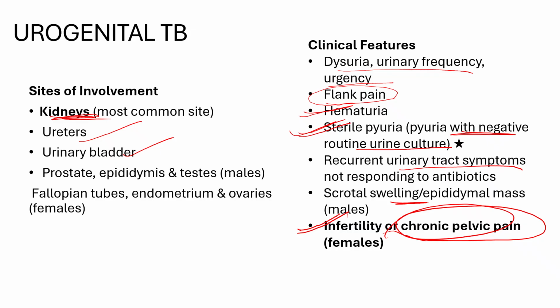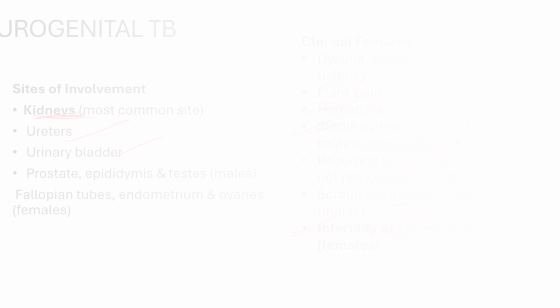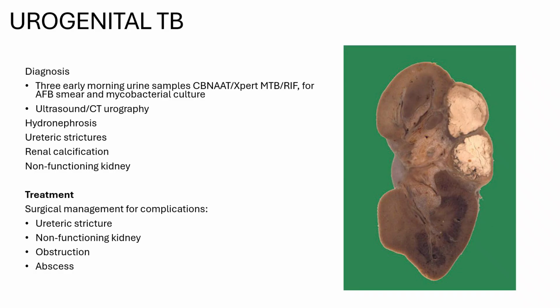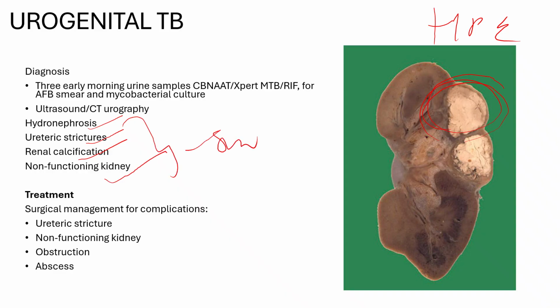What we see here in this diagram is an abscess. It's a TB abscess and can be diagnosed by histopathology. Complications include hydronephrosis, ureteric strictures, calcification, and non-functioning kidney. In these cases, surgery might be useful, otherwise 6 months of ATT suffices.